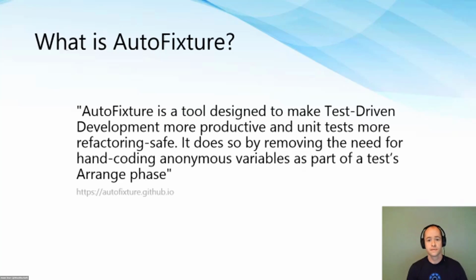It's not me. So what is Autofixture? Well, the main Autofixture website clarifies it quite well. Autofixture is a tool designed to make test-driven development more productive and unit tests more refactoring safe. It does so by removing the need for hard-coding anonymous variables as part of a test's arrange phase. Well, in that small couple of sentences, there are a lot of things. So let's pull this apart slightly.